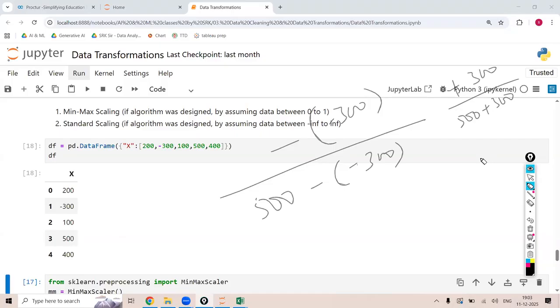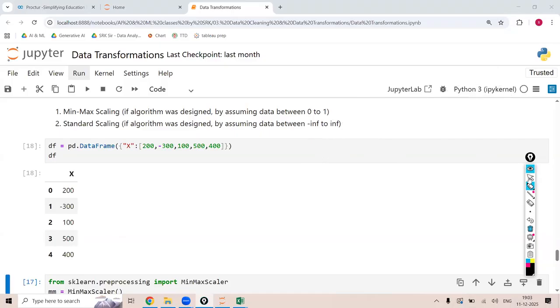It will take the minimum value, and wherever the minimum value is there, it will automatically be converted to 0. Sir, why will it be converted to 0? Because in the numerator, minimum value minus minimum value is 0 only. That number minus that number is automatically 0.